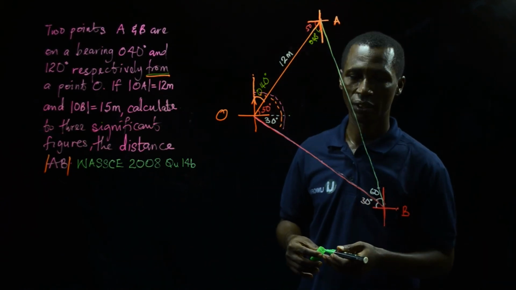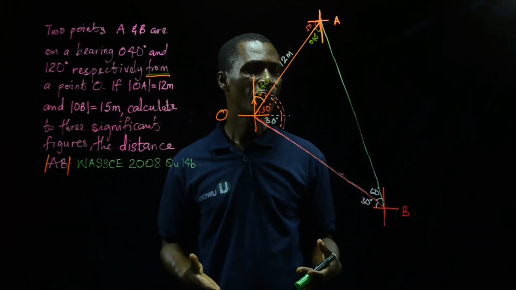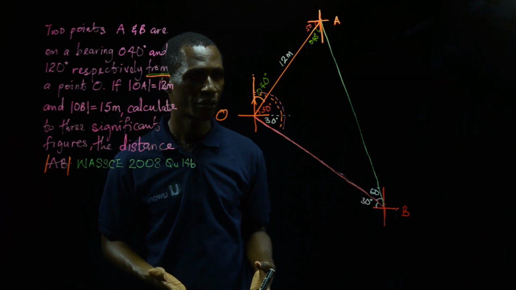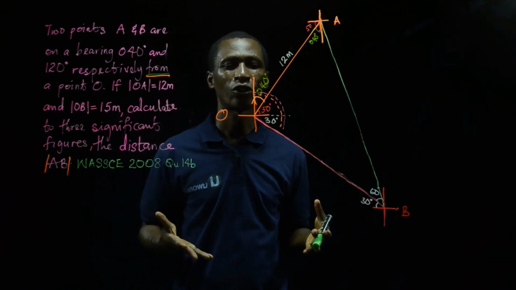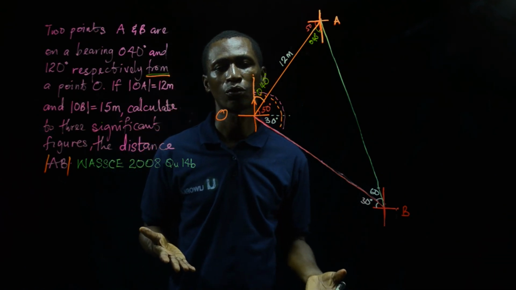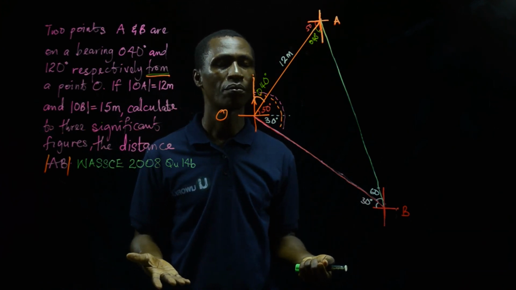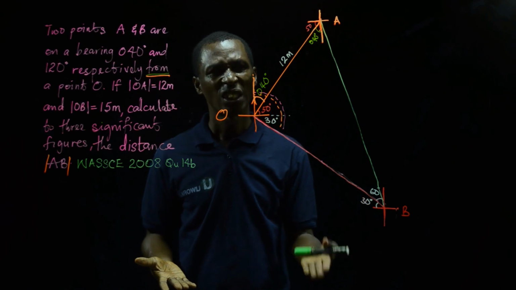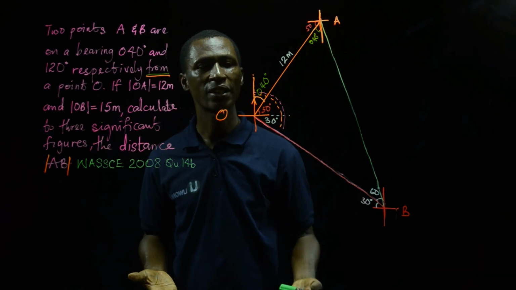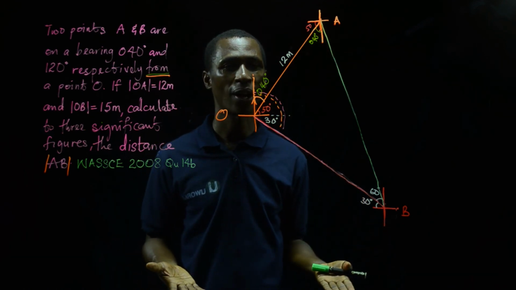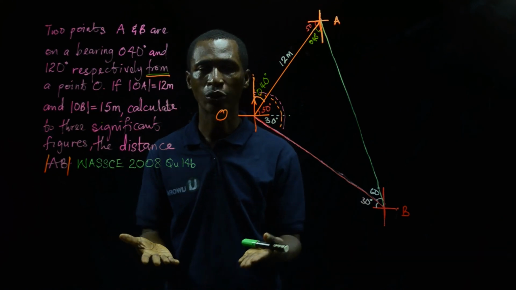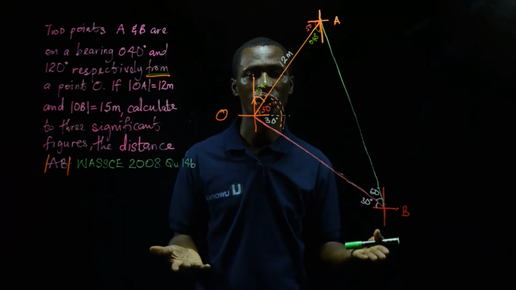So we have it like this. Now, unlike the previous ones we have done, in most of the bearing questions, you will see that one of the angles is 90 degrees, but in this one, none of the angles is 90. So it means that we cannot apply the normal trigonometry, but it is either the sine or the cosine rule.